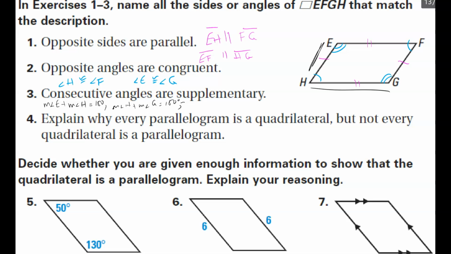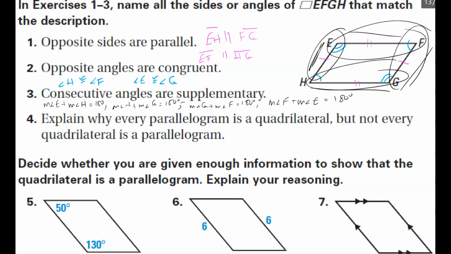Okay, so to that one, we have measure of angle G plus the measure of angle F should equal 180. Good. And then we have measure of angle F plus measure of angle E should equal 180. So there's 4 pairs, right? 4 sets. We have 1, 2, 3, 4. 4 combos. Explain why every parallelogram is a quadrilateral, but not every quadrilateral is a parallelogram.